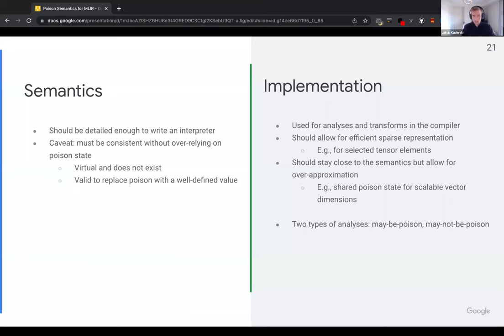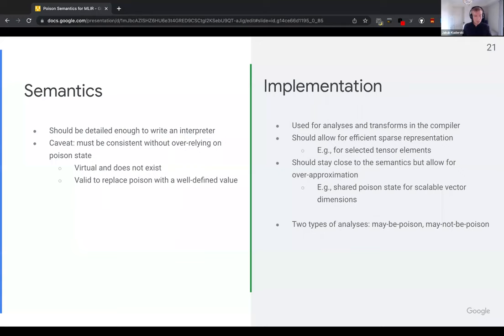Okay. So I think in terms of the implementation, it should be detailed enough to cover what's going on. And if we had something like a reference MLIR interpreter, we could actually implement this Poisson bit as a part of the state and manage it and make sure that everything checks out when we run with the Poisson bit.